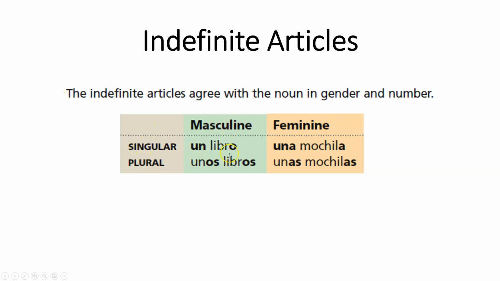Un libro, a book, masculine. Una mochila, a backpack, feminine. Unos libros, some books, notice the os. Unas mochilas, some backpacks, right? As. So you need to make sure it matches the article with the object, person, place, or thing.